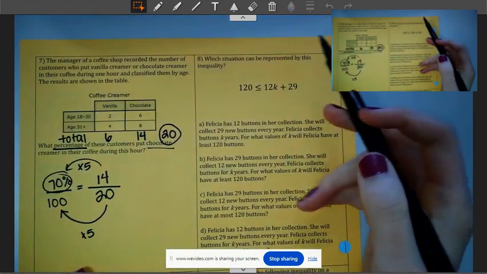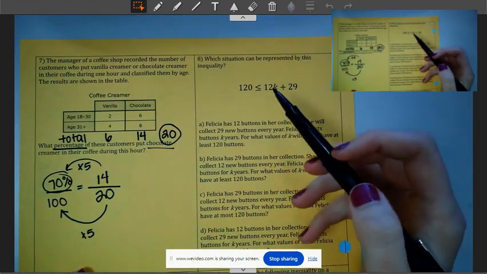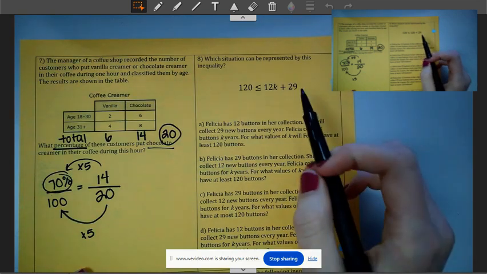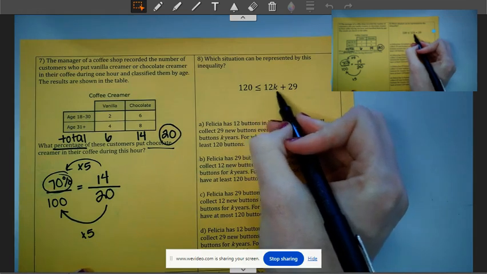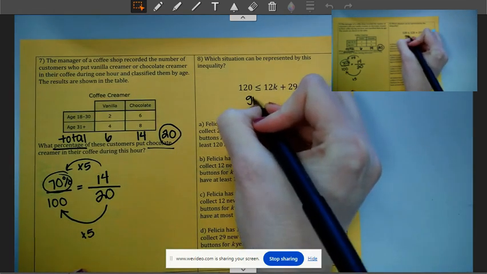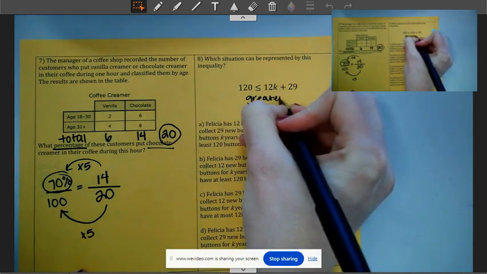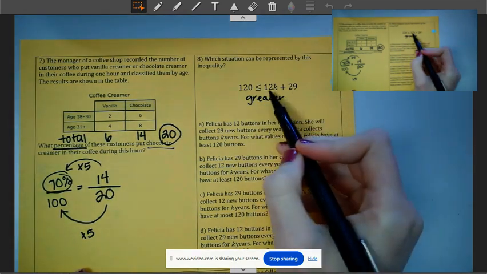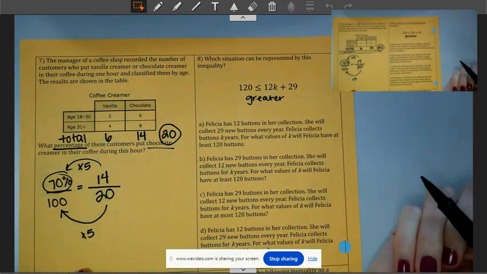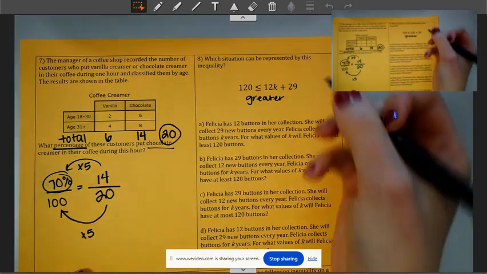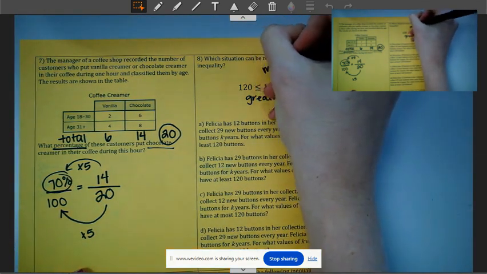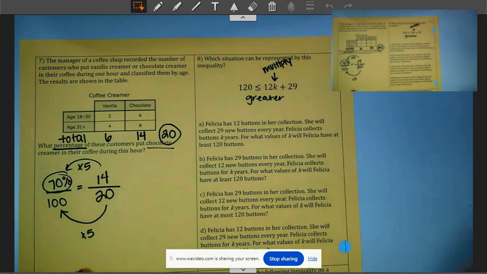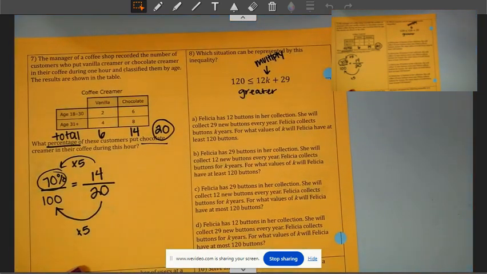On this side, which situation can be represented by the inequality? Very first thing you need to make sure you do is you read from the side starting with the variable. So the larger side is with k, so this is really going to be greater than or equal to. Okay, so this is 12k plus 29 is greater than or equal to 120. Well, when I have a number next to the variable, that means to multiply. So I need to make sure that whatever choice I pick has 12 multiplied by k.